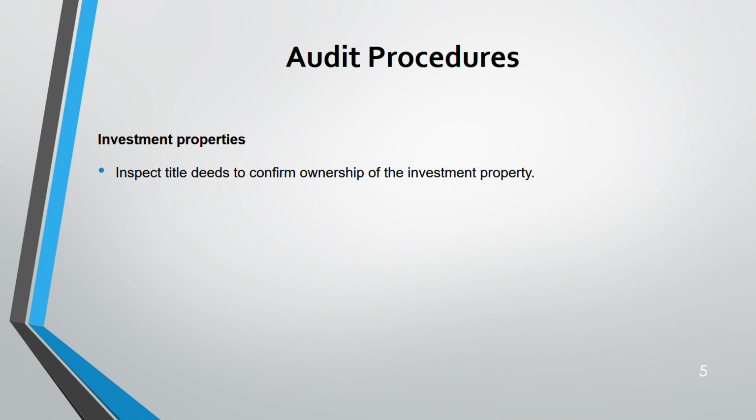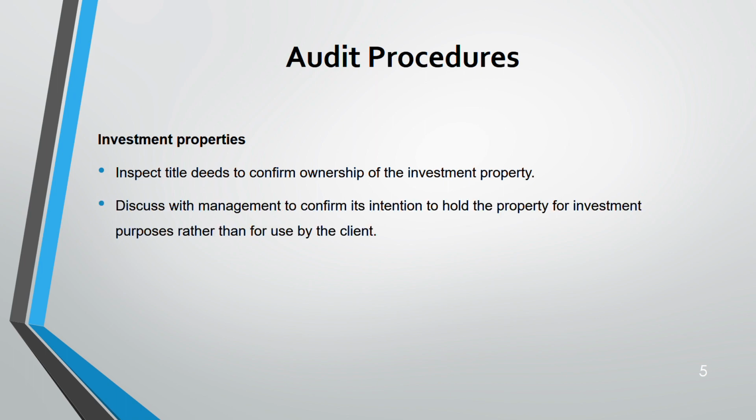Here also you inspect. The word is the same, inspect the ownership. How can you do it? Look at the title deed, whether the title has been passed to you or not. So inspect the title deed to confirm the ownership. Next audit procedure for investment property is to discuss with the management. Discuss what? The use. What is the intention of the use?